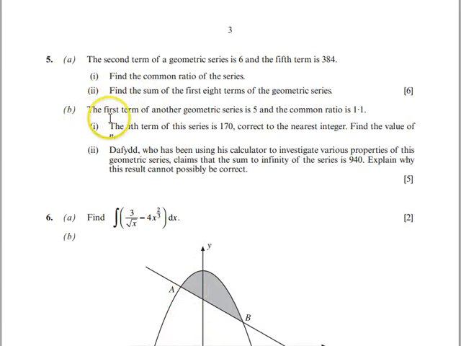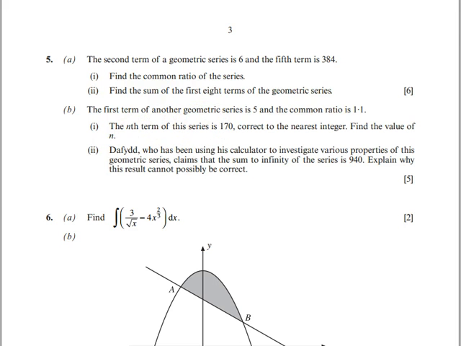Right, guys, let's have a look at this one then. 5b. The first term of another geometric series is 5, and the common ratio is 1.1. Let's just do part 1 to start with. We'll come back to reading that in a minute. The nth term of the series is 170, correct to the nearest integer. Find the value of n.